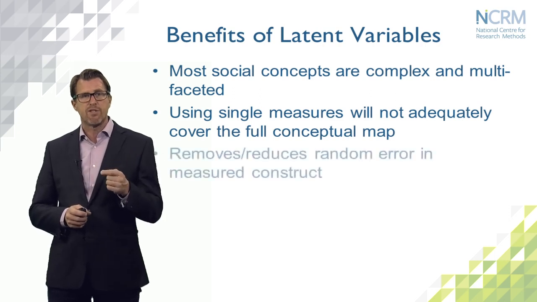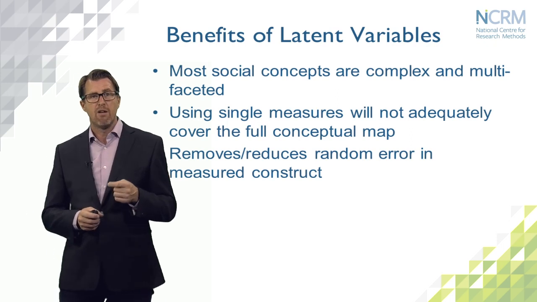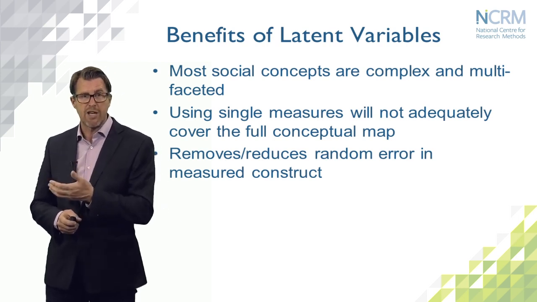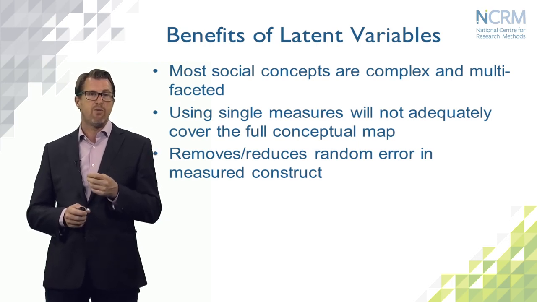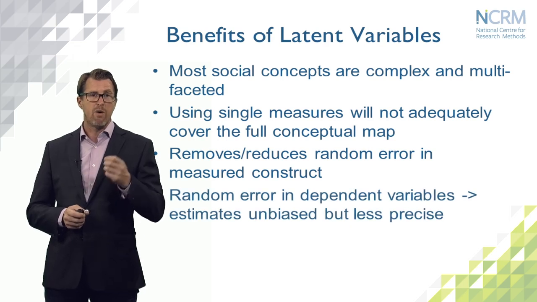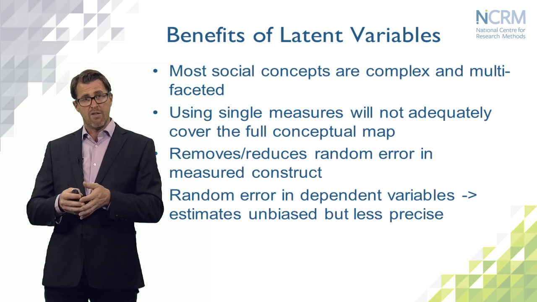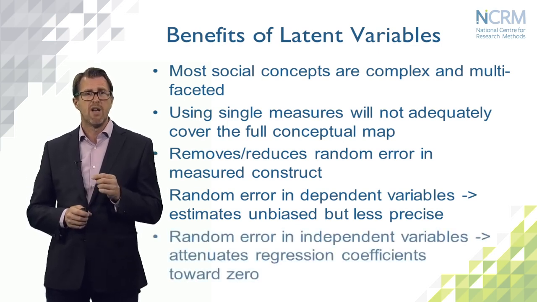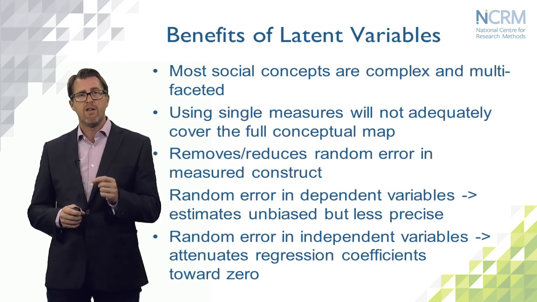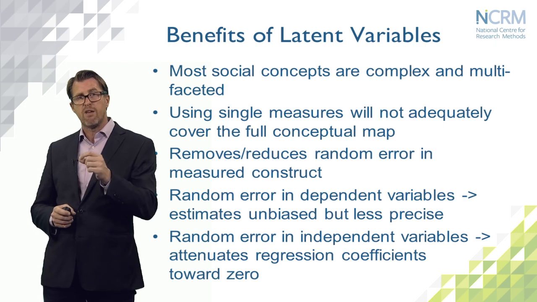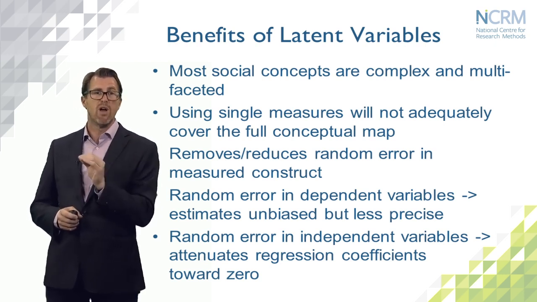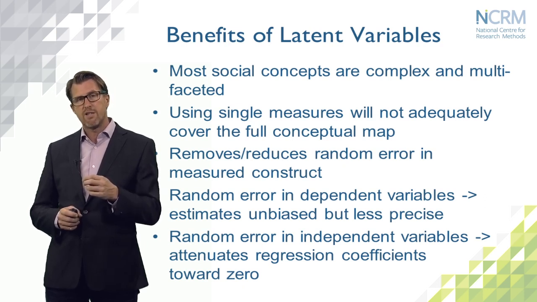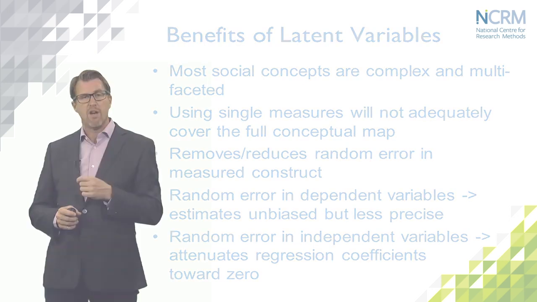As I mentioned, it also enables us to remove or at least reduce random error in the construct that we're measuring. I think we can convince ourselves that removing error seems to be a good thing to do, but more formally, we can demonstrate that if we have random error in a dependent variable, although it leaves the estimates in a model unbiased, these will be less precisely measured. There'll be a noisier measure with wider confidence intervals. More seriously, perhaps, if we have random error in independent variables, then regression coefficients that we estimate using those independent variables will be attenuated. They will be smaller than they are in the population, systematically smaller, tending towards zero. So we will underestimate effect sizes and we will falsely fail to reject the null hypothesis.